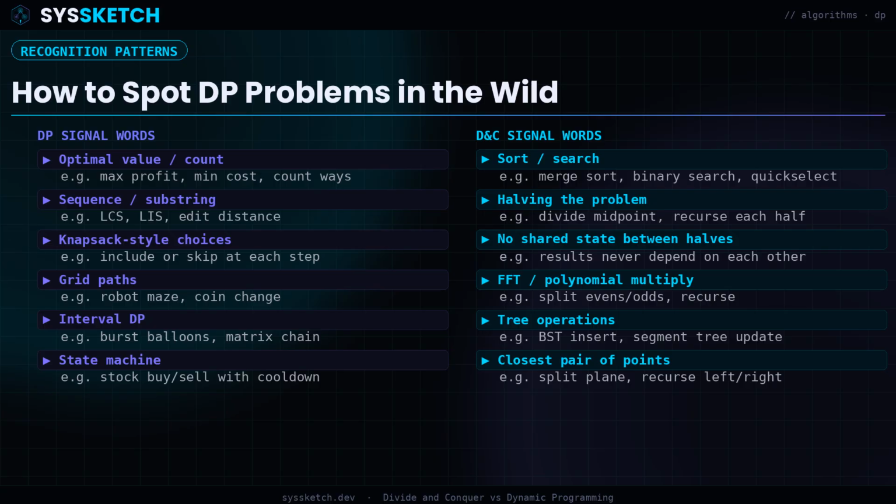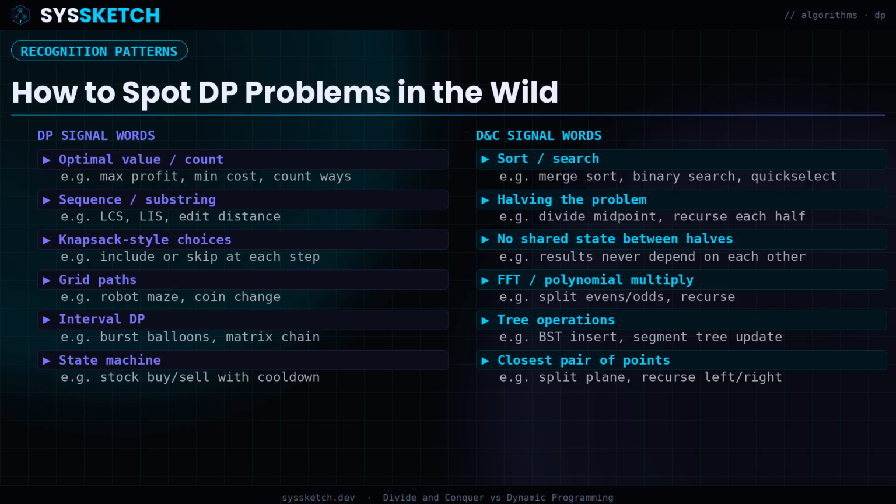On memory usage, divide and conquer typically needs only O of log n stack space because its independent subproblems require no persistent cache. Dynamic programming requires O of n or O of n squared for the memo table, which becomes a serious constraint when the input size or the weight parameter in a knapsack problem is very large.